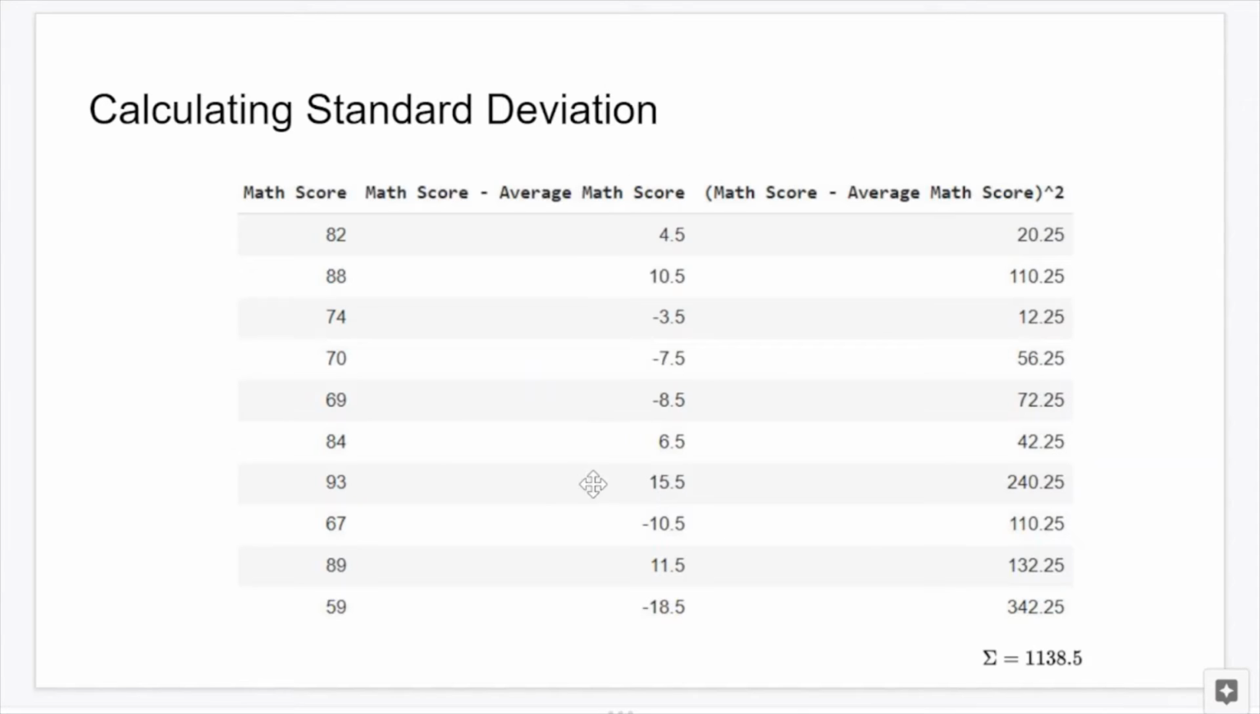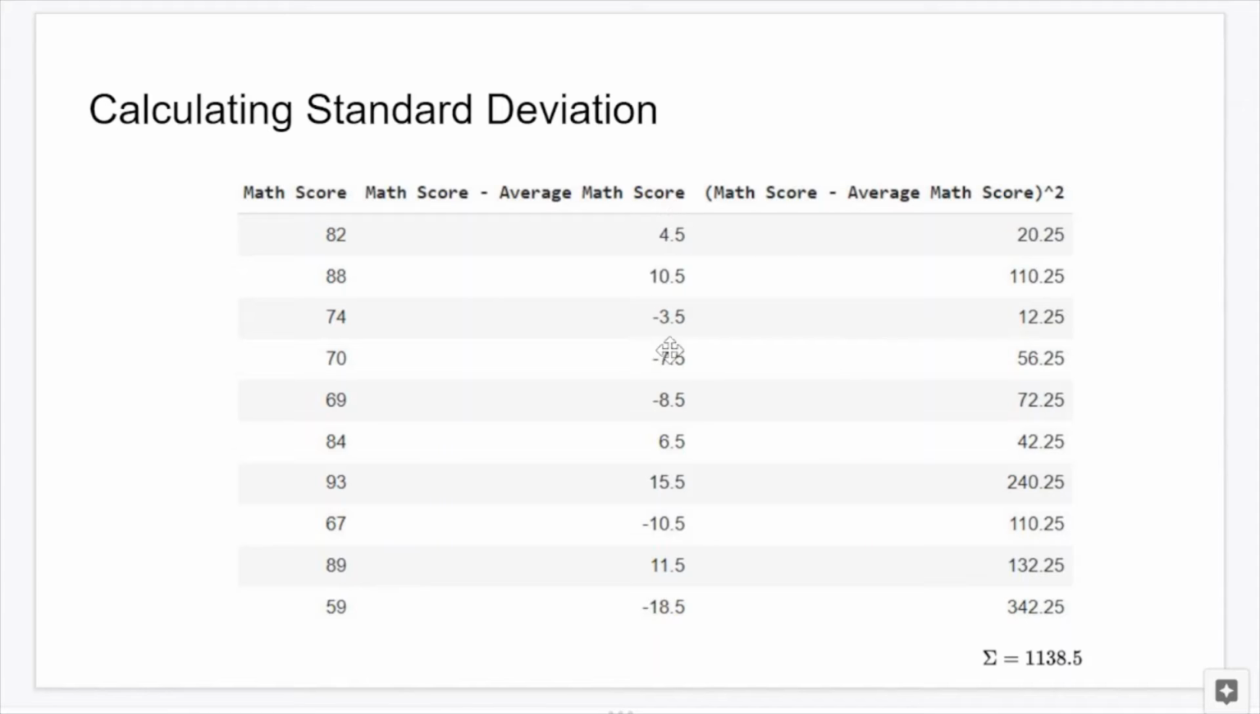So the second column is actually our math score, which is our x, if you want to think about it that way. So it's our x, or our math score, minus our x bar, or our average math score. So it's going to be 82 minus 77.5, that's 4.5. 88 minus 77.5, that's 10.5. 74 minus 77.5, that's negative 3.5, and so on.